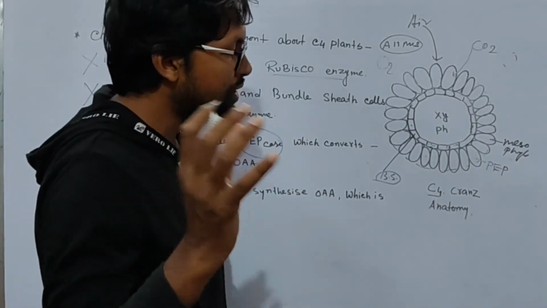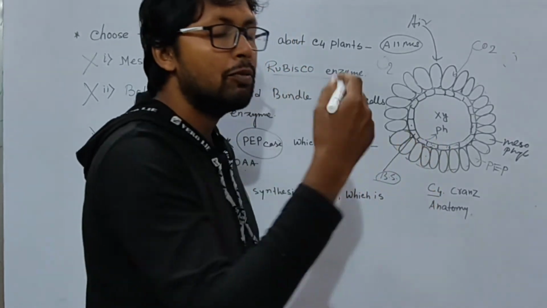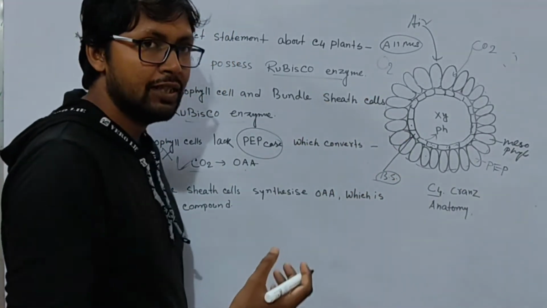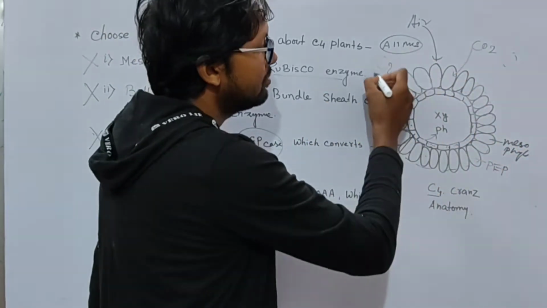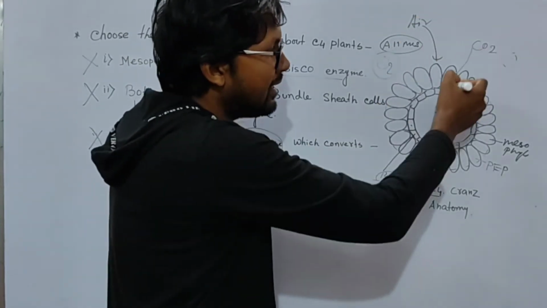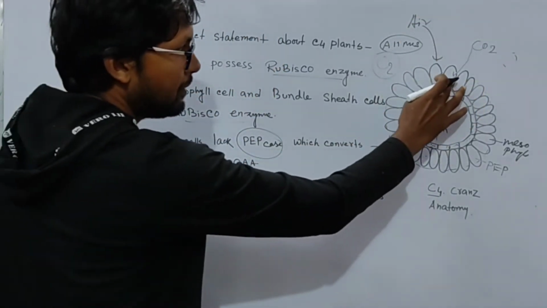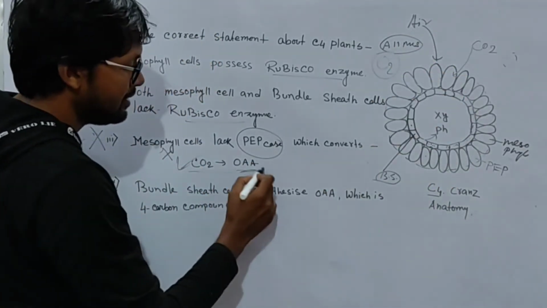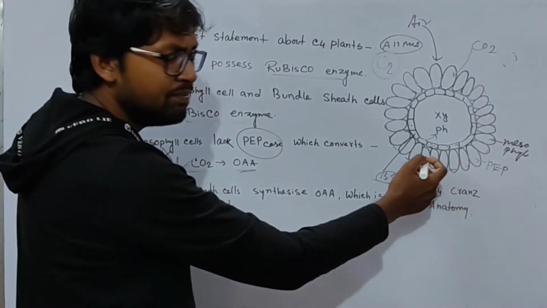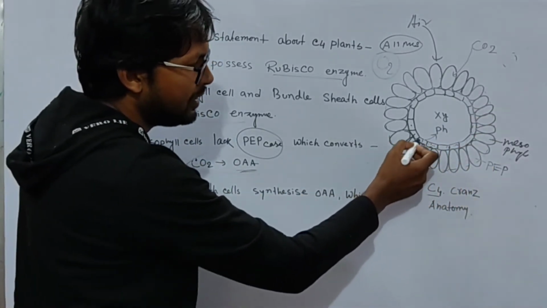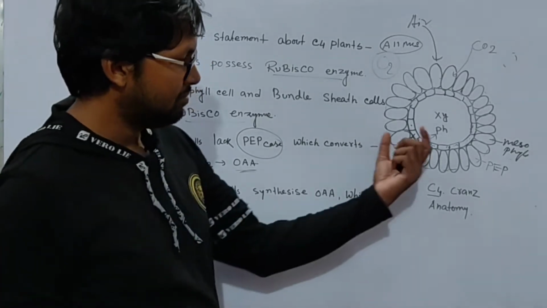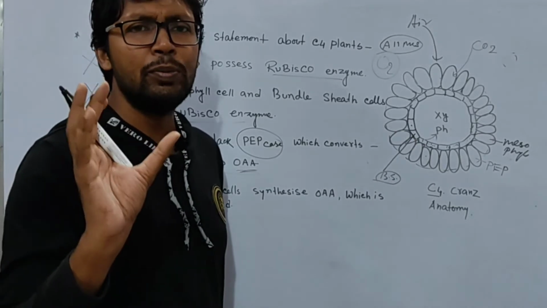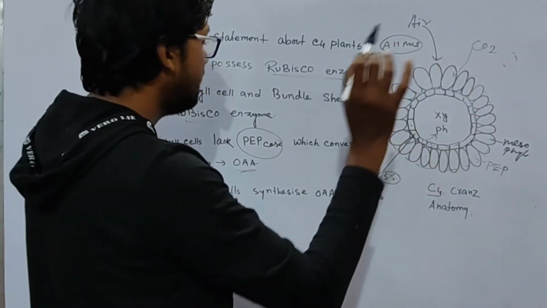and from bundle sheath cells glucose is produced and directly transferred to the xylem and phloem, to different parts of the body. So why are they so efficient? They avoid the oxygen. They take only carbon dioxide with PEPcase, which is present in mesophyll cells, and from PEPcase they transfer oxaloacetate as malate to the bundle sheath cell. These bundle sheath cells possess rubisco enzyme, so that rubisco produces glucose and they transport it via xylem and phloem.